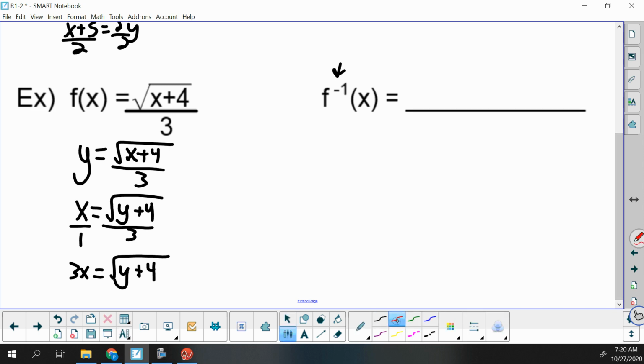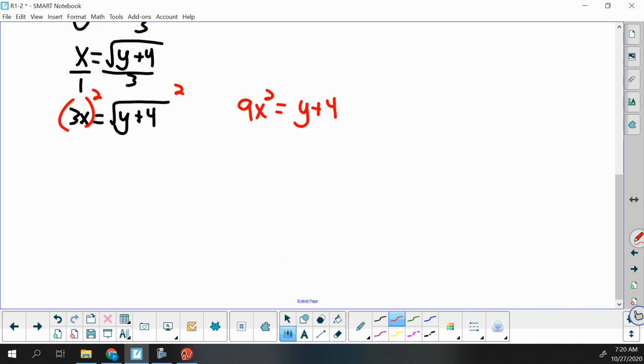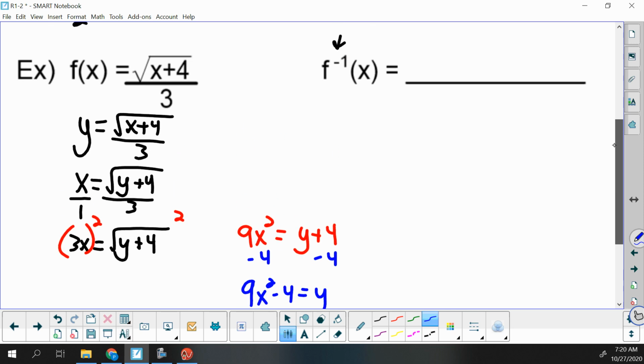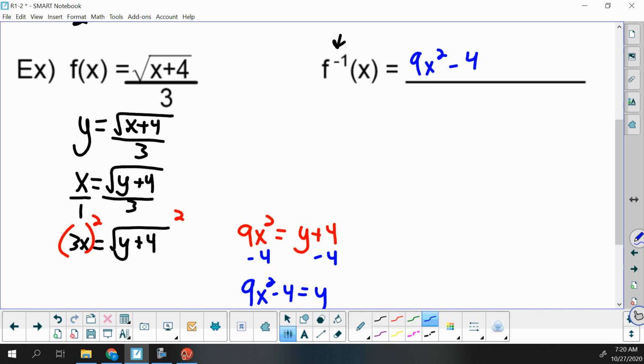To undo the square root, we will square both sides. 3x times 3x gives us 9x squared. And on the right, the square and the square root wipe out. To finish getting y by itself, we just have to subtract the 4 over. So our final answer, f inverse of x is equal to 9x squared minus 4.